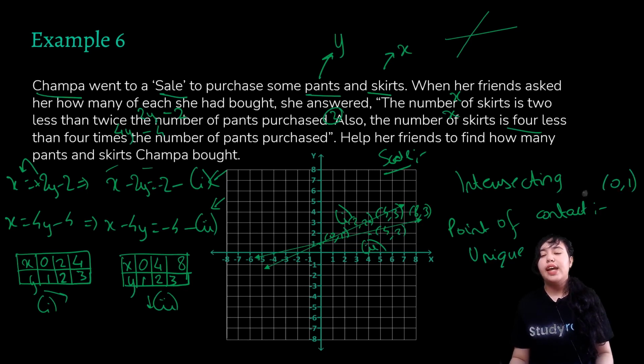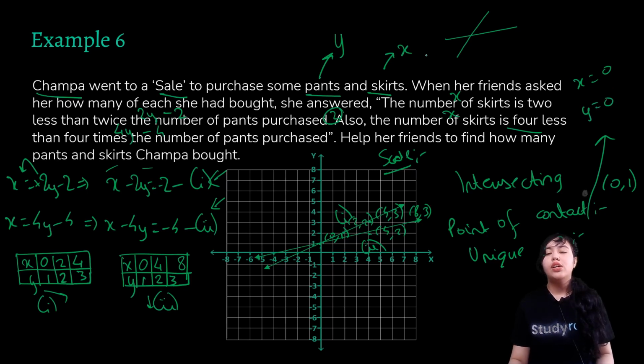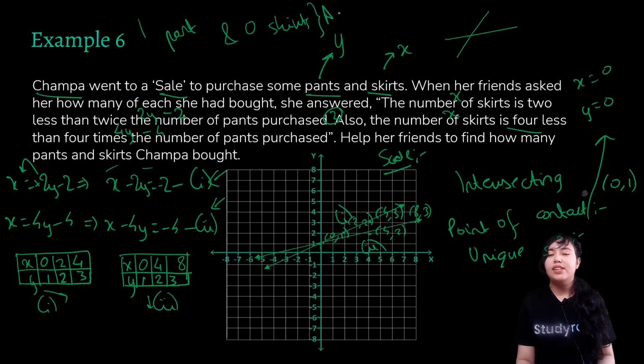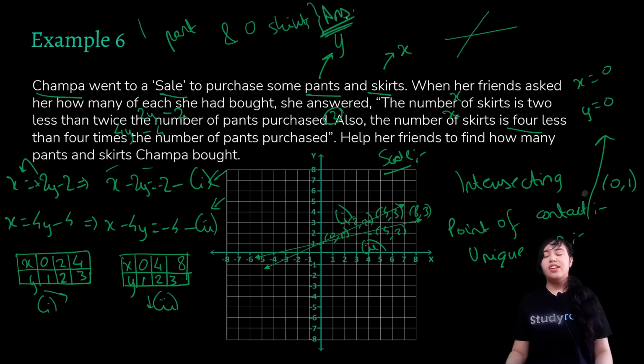So in this case, that unique solution would be x equal to 0, y equal to 1, which means how many pants did she buy? She bought 1 pant, and x is equal to 0 means 0 skirts. And that is your answer. Okay, so the next time you go on a shopping spree, try making use of your algebraic concept.